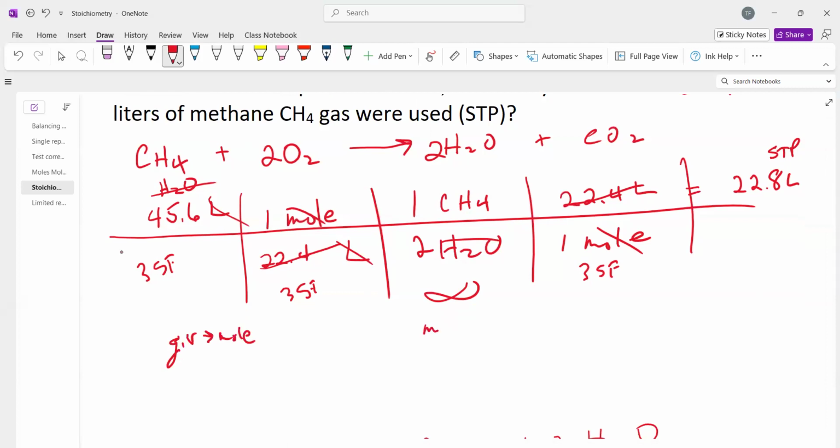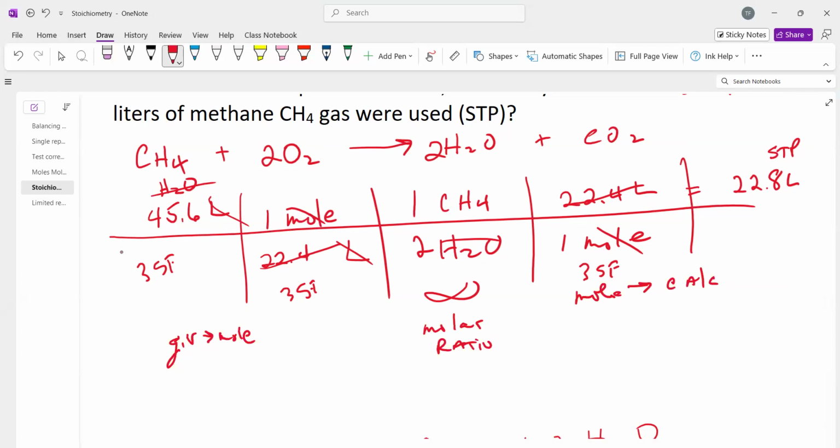This is the molar ratio from the balanced equation. And then this is moles to calculate. Every single stoichiometry problem has the three parts. Get it to moles. Once it's in moles, we can use the relationship from a balanced equation. Then we need to get it back to what we're trying to calculate.